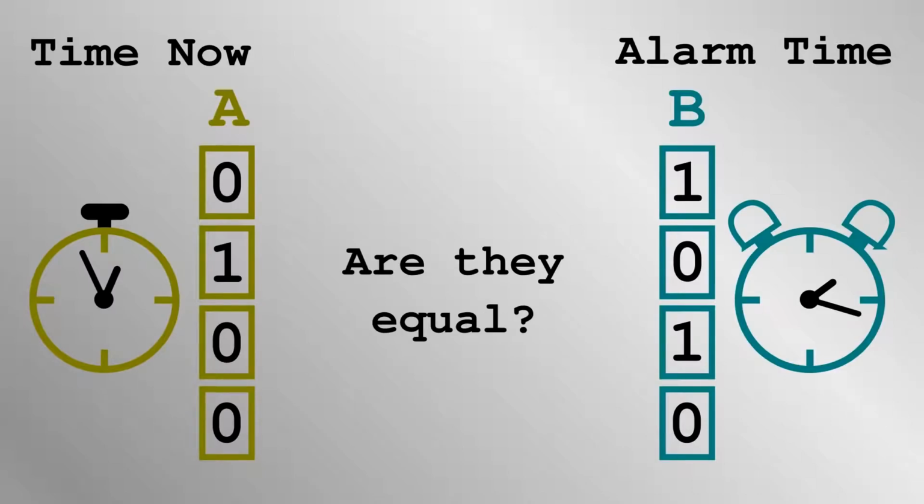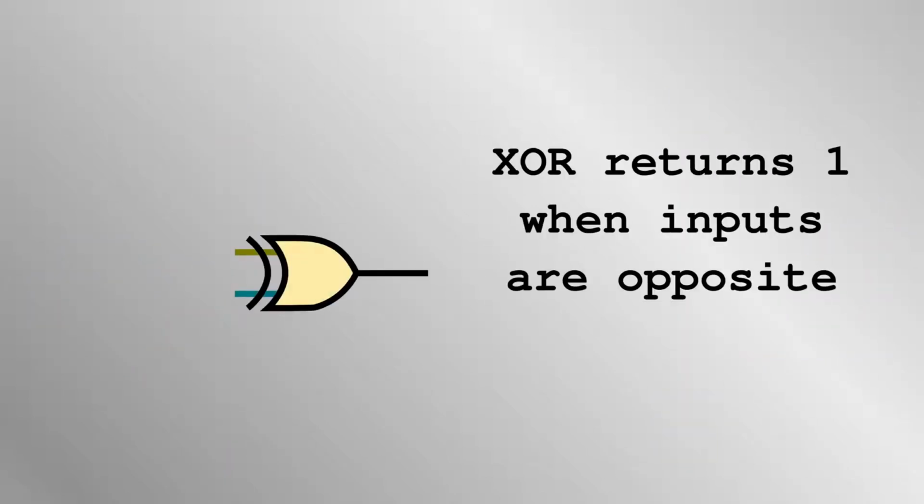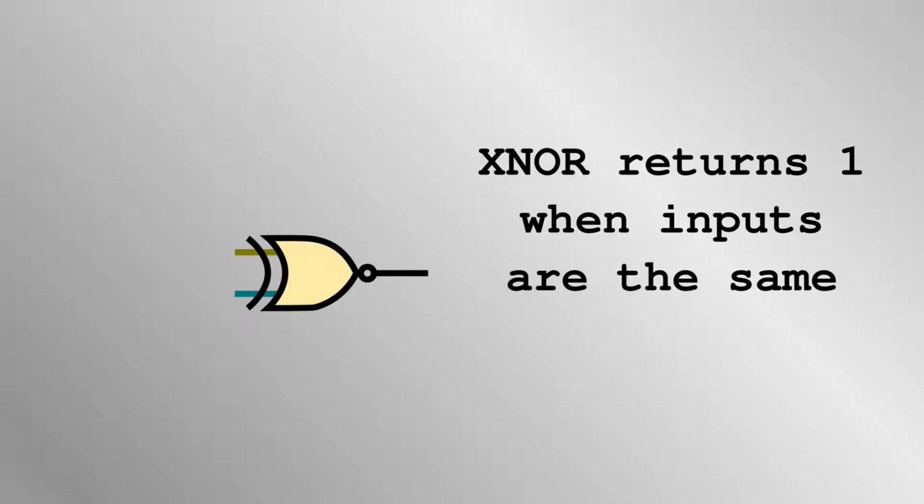To do this, the computer must check that every bit of the number A is the same as the corresponding bit of B. So the XOR gate returns 1 when one input is 1 and the other input is 0. In other words, when its inputs are different. The XNOR gate, which is the complement to the XOR, meaning it returns the opposite of the XOR, therefore returns a 1 when its inputs are the same.